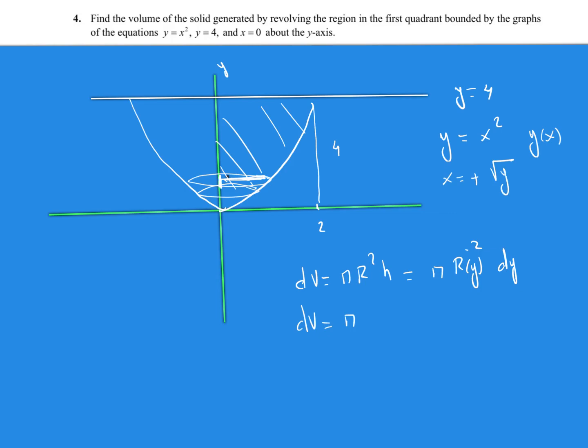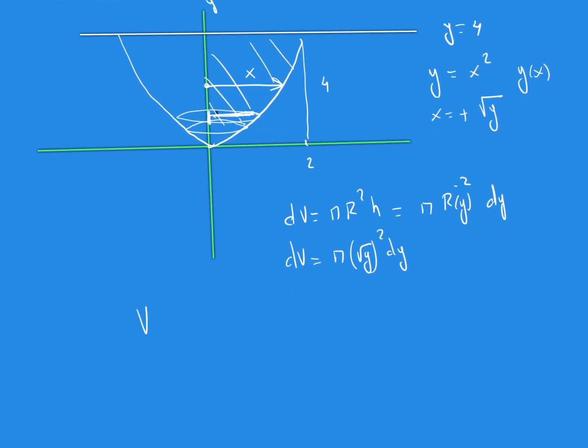In this case, it's plus square root of y because this is the graph. This is looking to the right, so the x is positive. So x equal plus square root of y, square root of y squared times dy. So we need to find the volume. The volume will be the integral dy, which will go from y equals 0 to y equals 4.